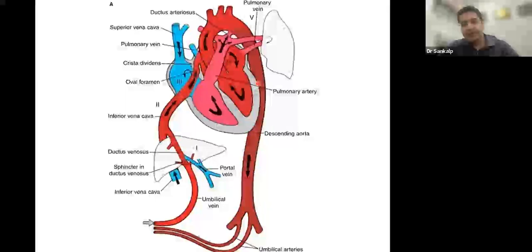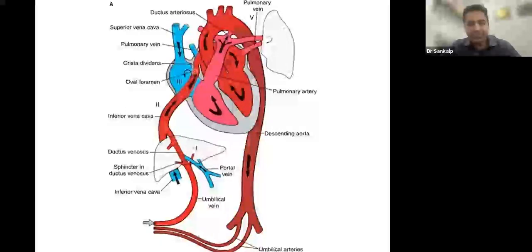Yeah. And the third option is umbilical vein carries oxygenated blood. This is true because blood exchange happens in the placenta, and the umbilical vein carries oxygenated blood from the placenta to the baby. Via ductus venosus, it reaches the IVC and then the right side of the heart.